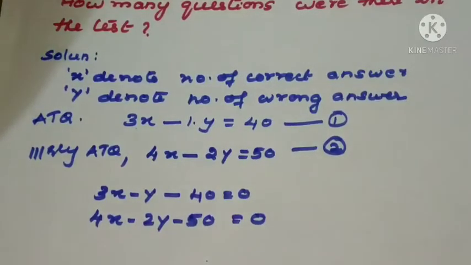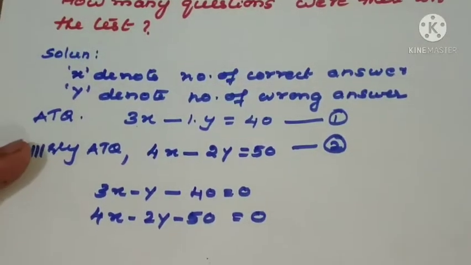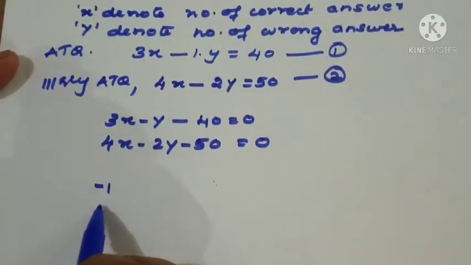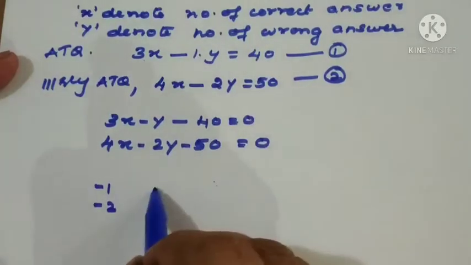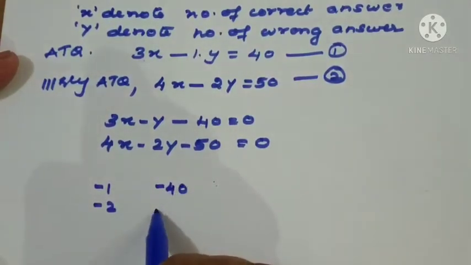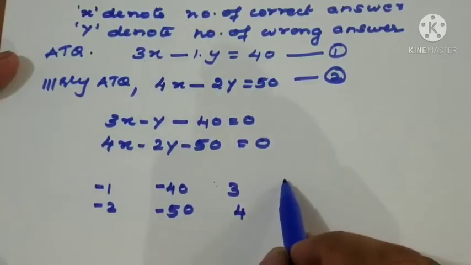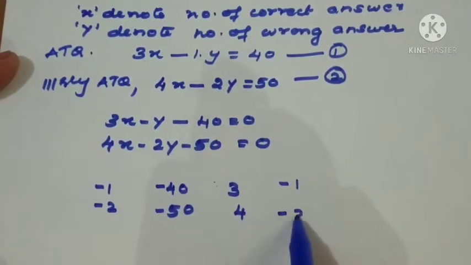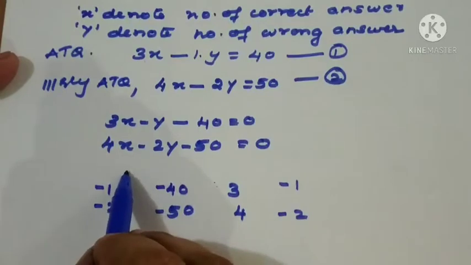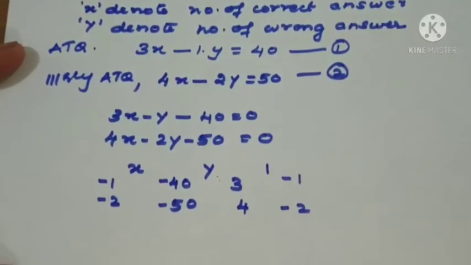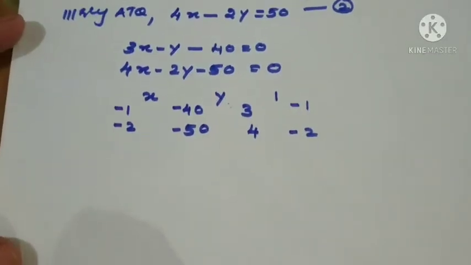We should take down the coefficient of y to y. So we are doing that one only. Coefficient of y is minus 1, minus 2. Then the constant part minus 40, minus 50. Then 3 and 4, again minus 1, minus 2. In between we should write the first variable x, y, then the constant is 1. Again we have to go for the ratio method.